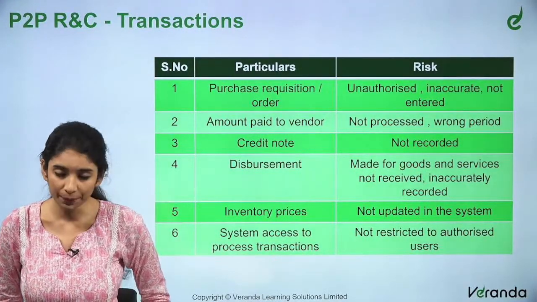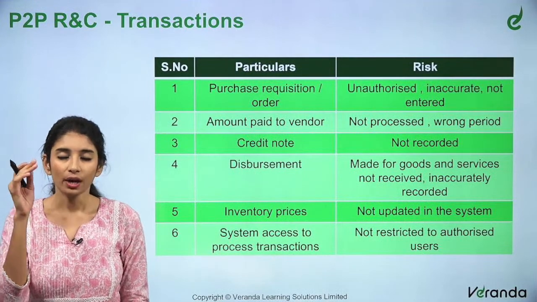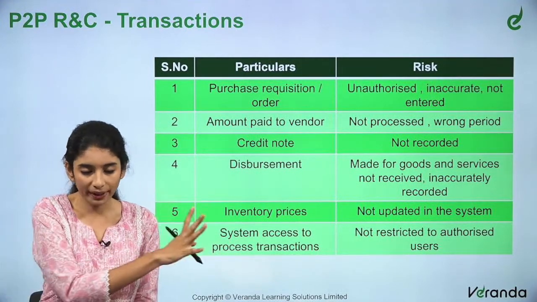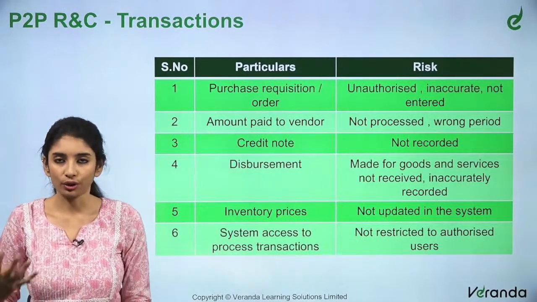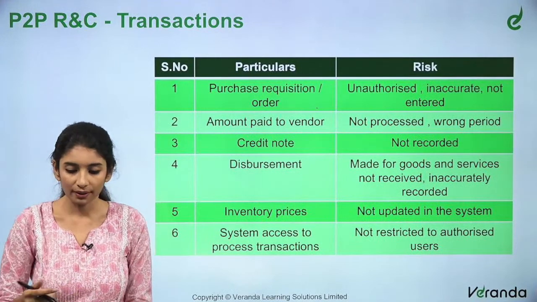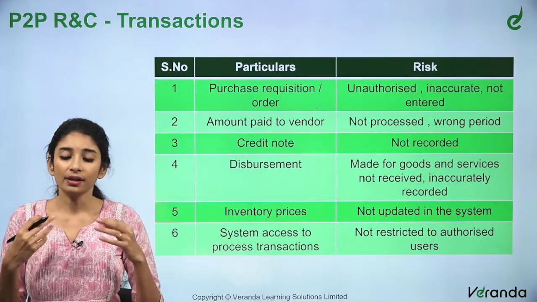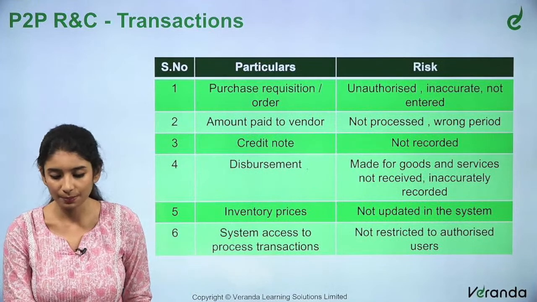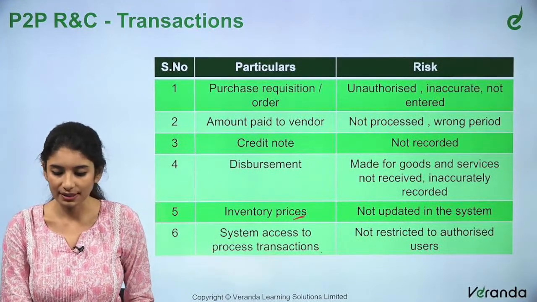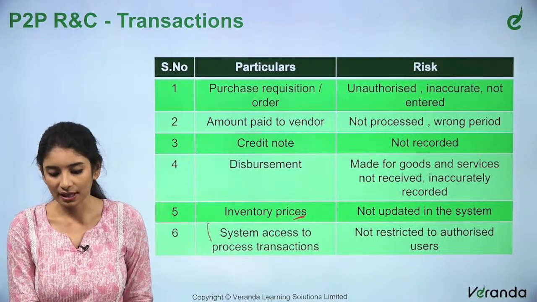Clear? Okay. Now, P2P transactions. When you talk about P2P transactions, think logically. What are the steps that you can think of? Please note it is from the vendor side. So, vendor purchase order. You raise a purchase order to the vendor. Next is the amount you pay to the vendor. You get a credit note from the vendor. You pay the amount, the money disbursement. Inventory prices. When you receive the invoice, you record the prices. And system access is again a common point.